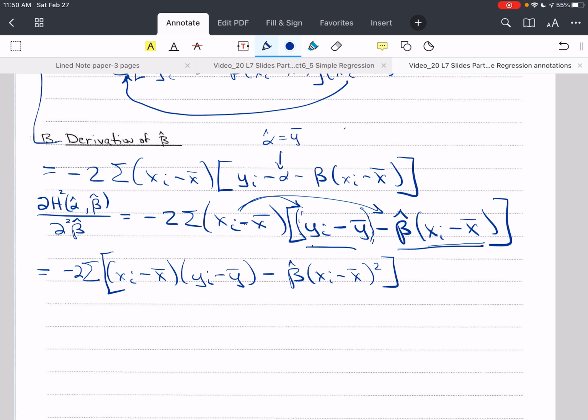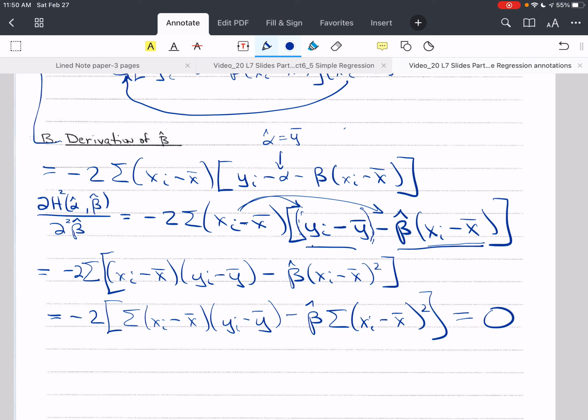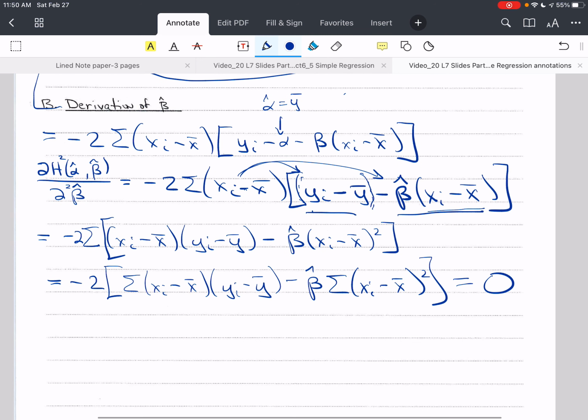And so then I can distribute my summation: sum of xi minus x bar, yi minus y bar, minus sum beta. I'm going to pull the beta hat out in front. It doesn't have an i, so beta hat, sum of xi minus x bar quantity squared. This is equal to 0. I'm setting the derivative equal to 0.